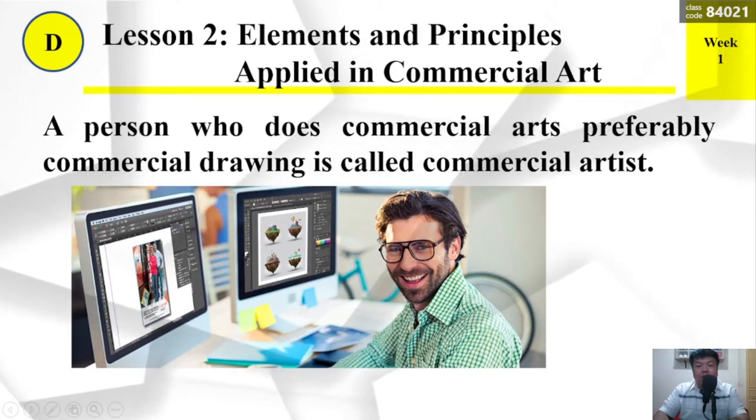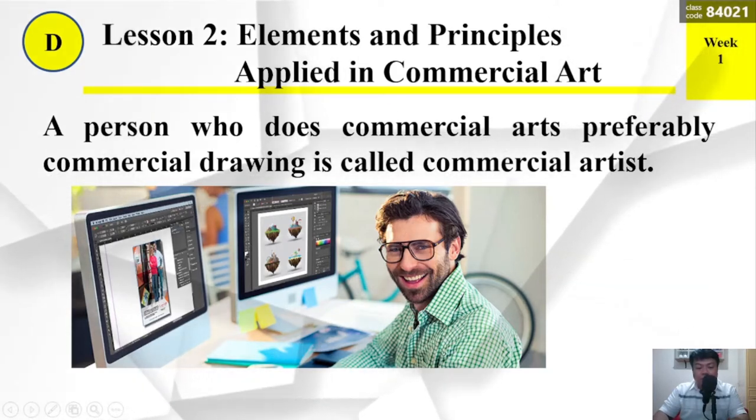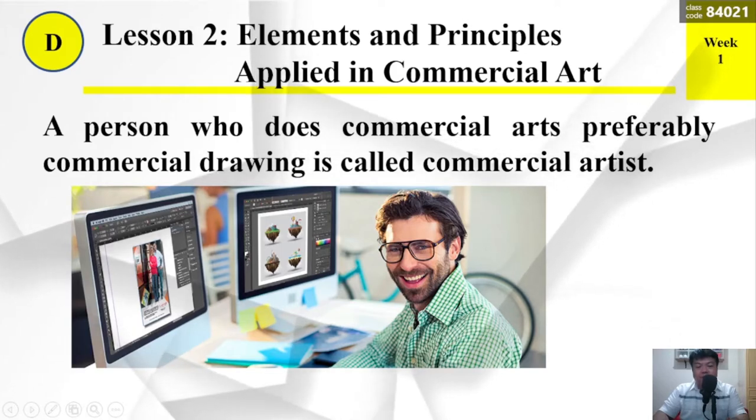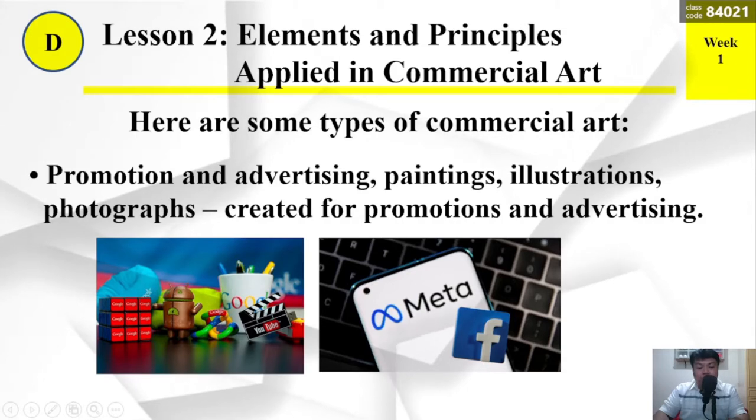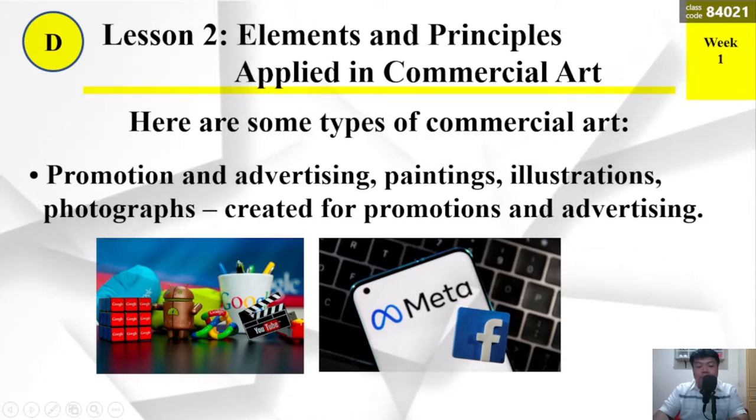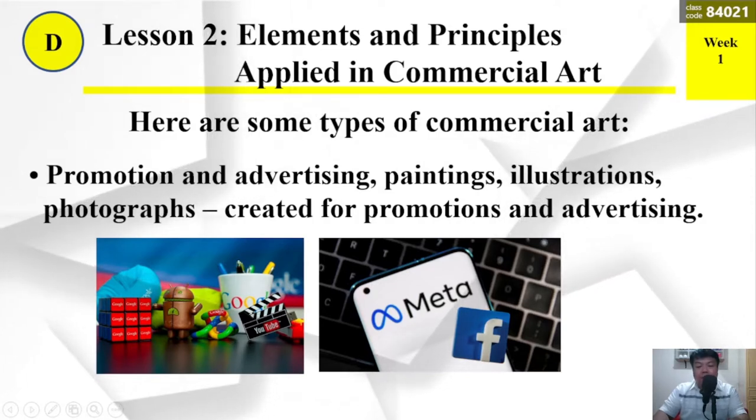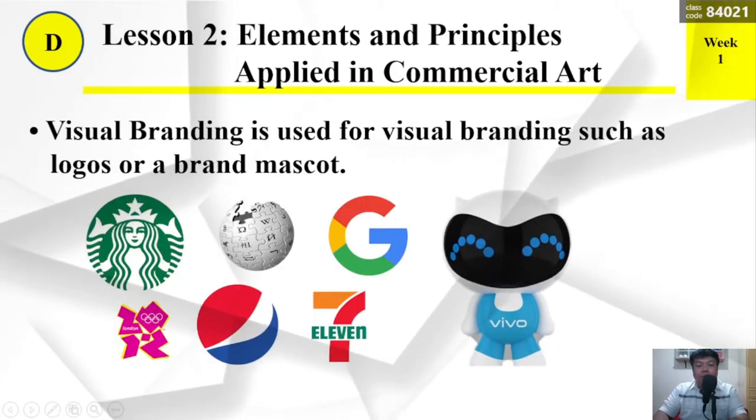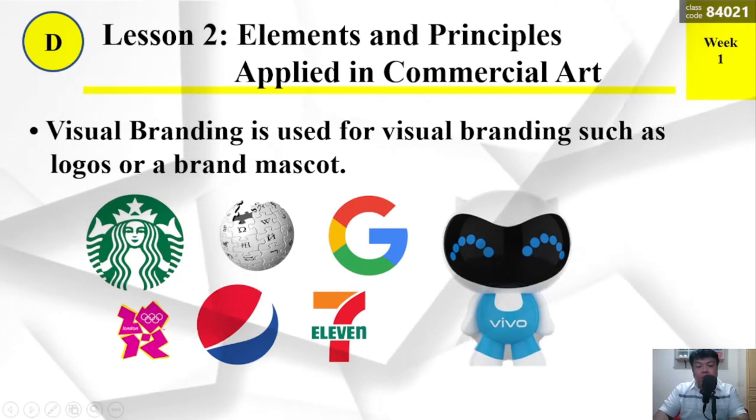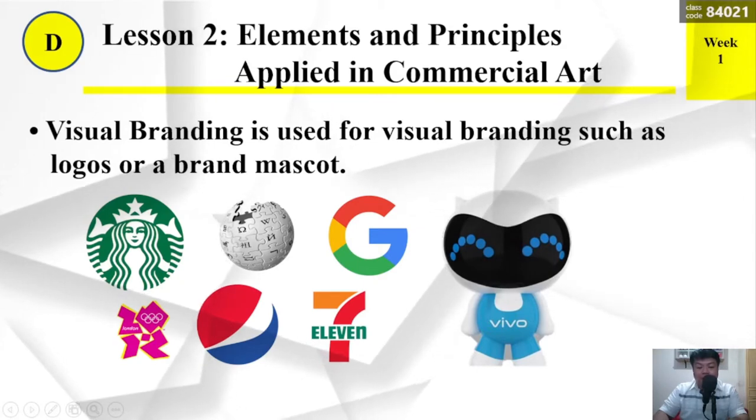A person who does commercial arts, preferably commercial drawing, is called a commercial artist. Here are some types of commercial art. We have promotion and advertising: paintings, illustrations, and photographs created for promotions and advertising. Visual branding is used for visual branding such as logos or a brand mascot.